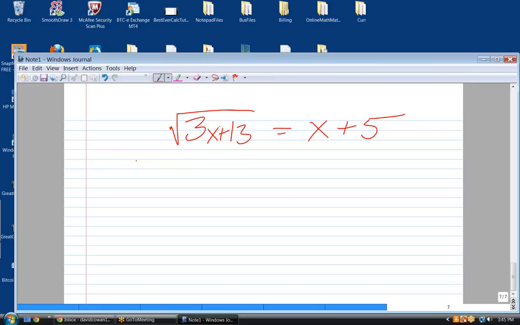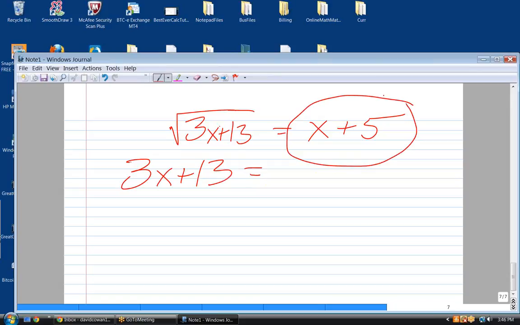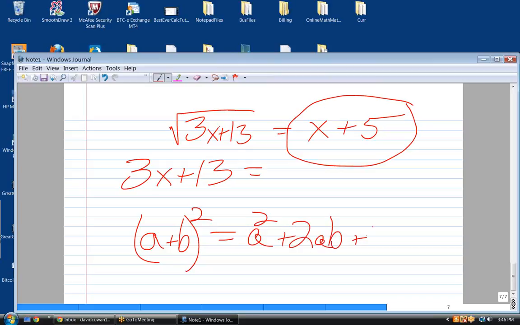What's the left side squared? The left side would be 3x plus 13, but then the right side you have to square. Right. So you know how to FOIL that based on this. I may or may not have mentioned this before, but I'm going to re-mention it because it's so important, especially when you go take your SATs and ACTs.